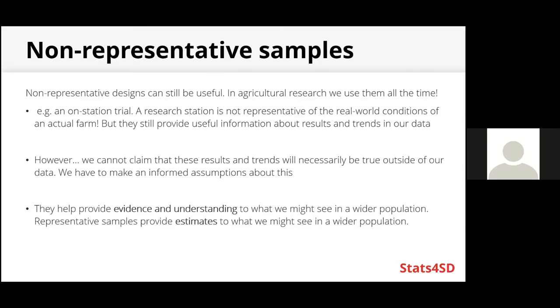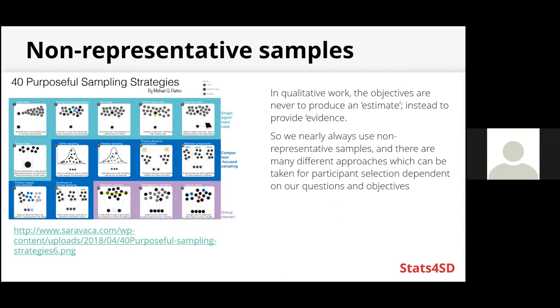So there's a difference between what we get from a representative sample, where the key thing we're finding is an estimate of what we are seeing in a wider population, and a non-representative sample. Particularly when it comes to qualitative work, you've got lots of these purposeful sampling strategies, where in advance you know you're not getting a representative sample, but you're maybe interested in targeting particular components. So you might be looking for some extremes of your data. You might be looking for the richest farmer and the poorest farmer just to try to understand what's happening there, even though you know they're very different to your general population of farmers.